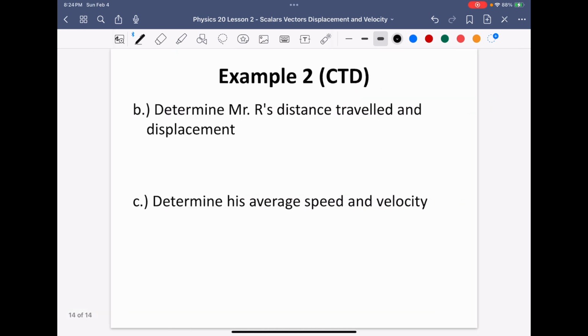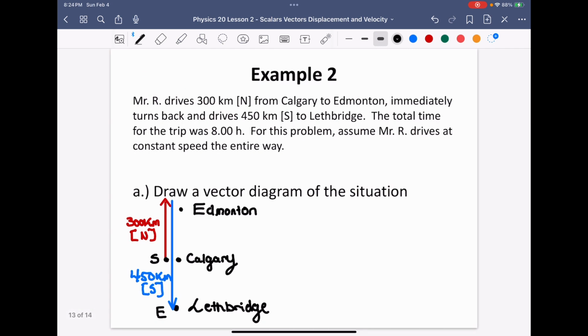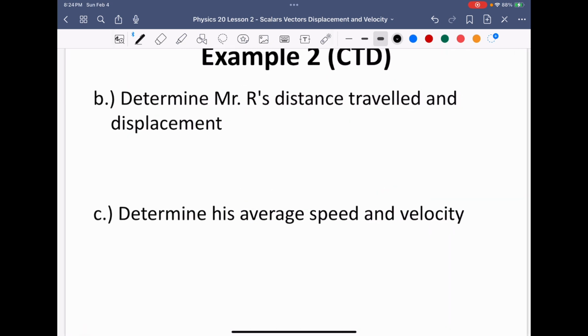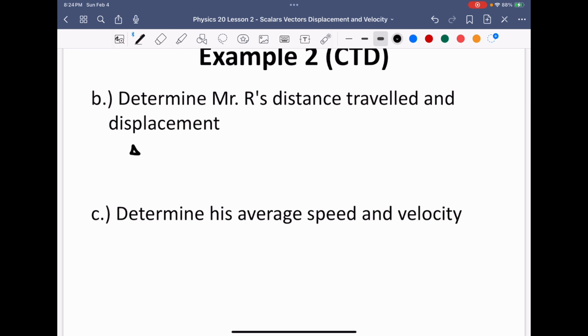All right, determine Mr. R's distance traveled and the displacement. Okay, so we're going to resort to this diagram, and I may be flipping backwards and forwards between the two. If we look at this diagram, the overall distance is simply those two amounts added together because direction doesn't matter. For scalar quantities, we just say how much. So in this next piece, we're just going to add them together. For this one, the change in distance, we're going to go 300 kilometers plus 450 kilometers.